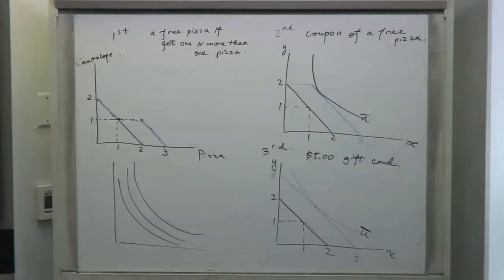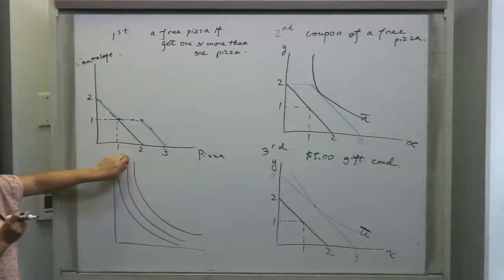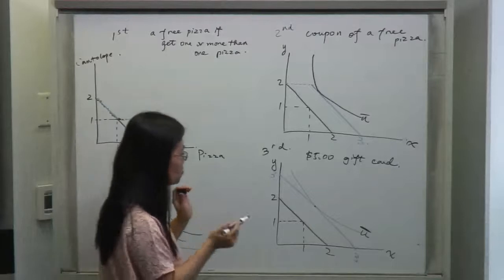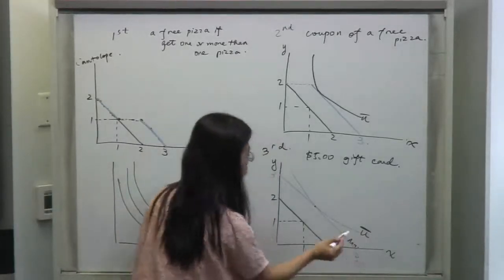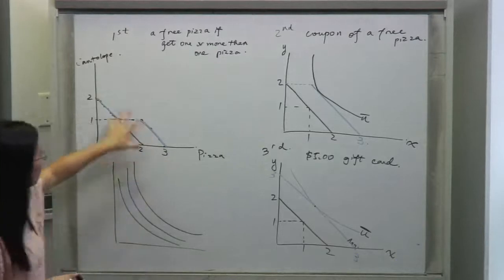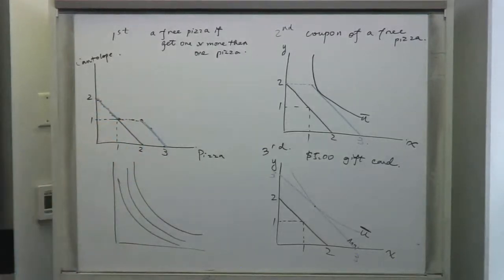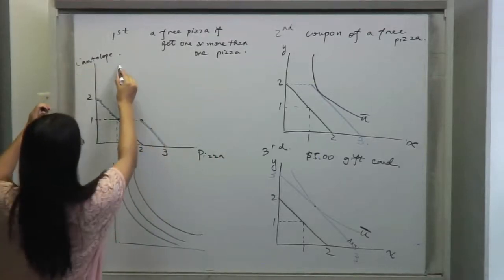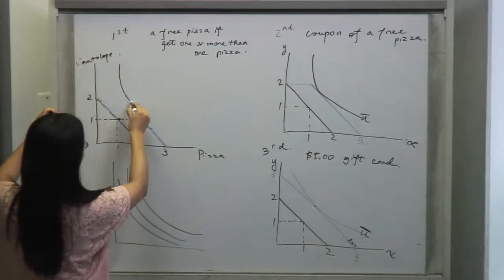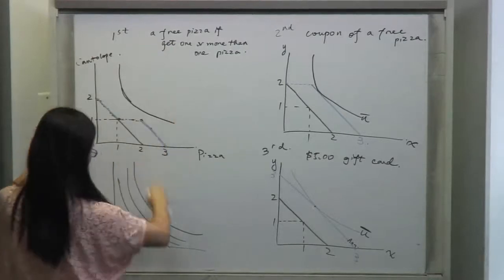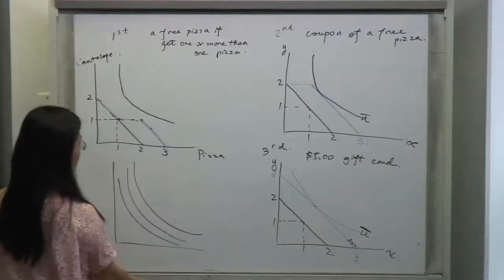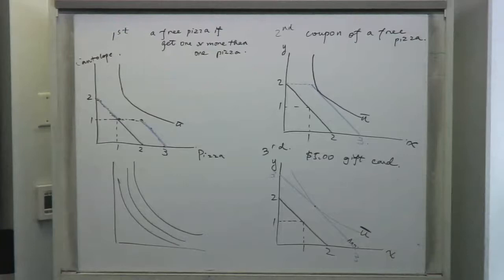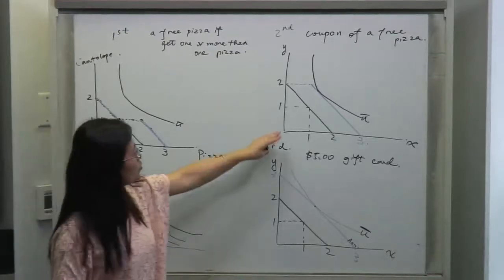Okay, now how about this case? Let's call this individual N. Would N be able to reach U hat given this budget constraint? No. If we copy the same indifference curve right here, this indifference curve would just float on top of this budget constraint. So this individual N will prefer this two over that one.